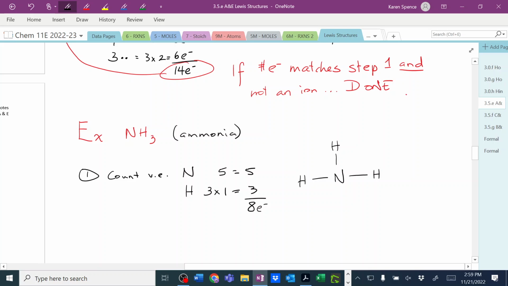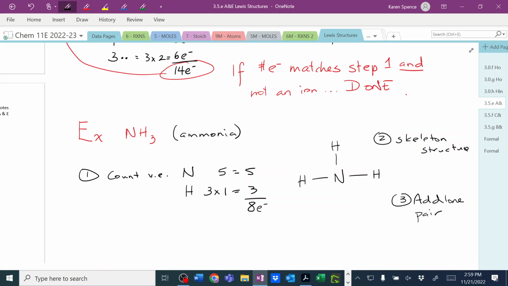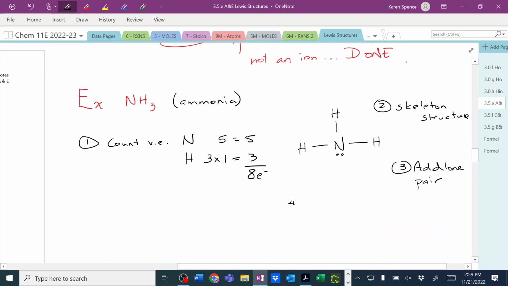So that was step 1. Step 2 was my skeleton structure. Step number 3, we are going to add lone pairs until what? Until everybody has an octet. Where do we need to add a lone pair? Below the N, there we go. What is step 4? Count and check. Count and check the electrons.